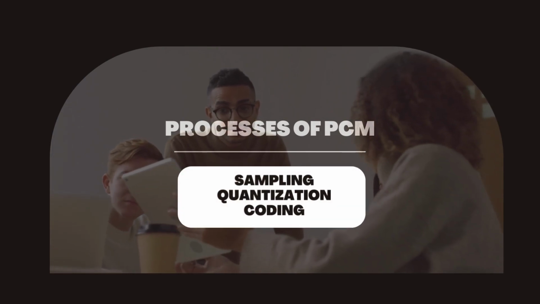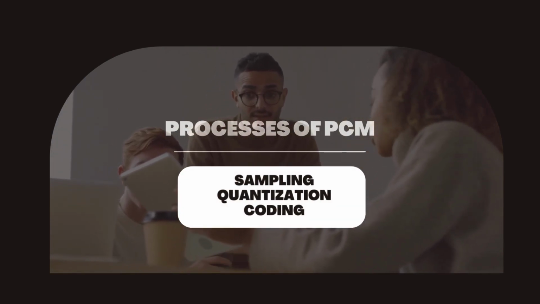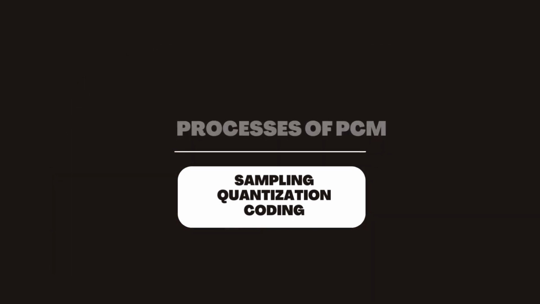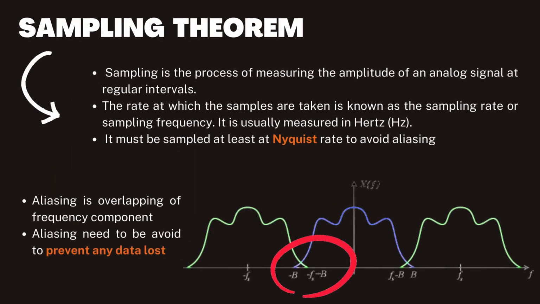Next, we move to processes of PCM. There are three processes: sampling, quantization, and coding. Sampling is the process of measuring the amplitude of an analog signal at regular intervals. The rate at which the samples are taken is known as the sampling rate or sampling frequency. It is usually measured in hertz. It must be sampled at least at the Nyquist rate to avoid aliasing.